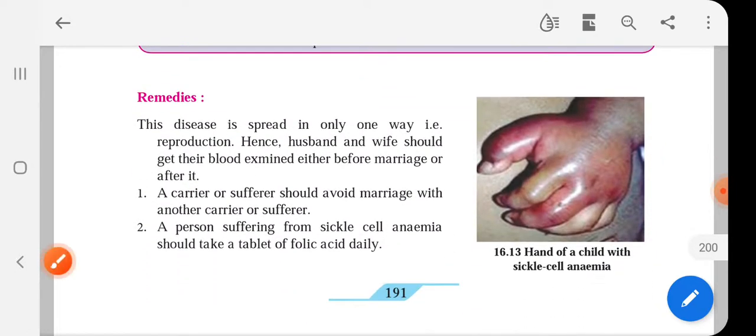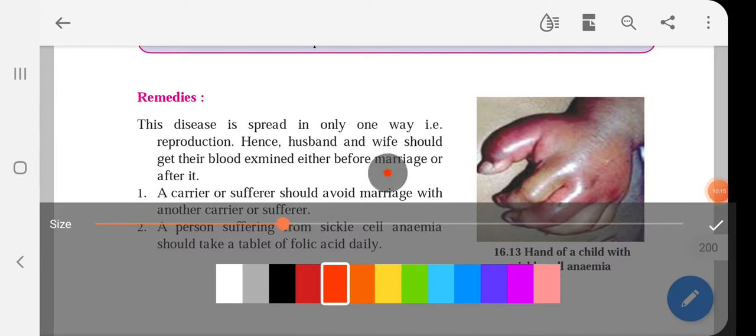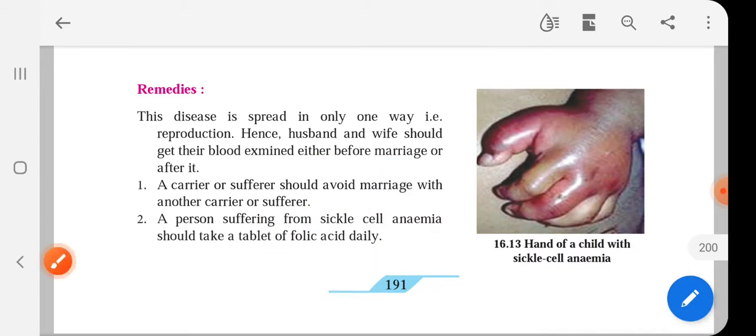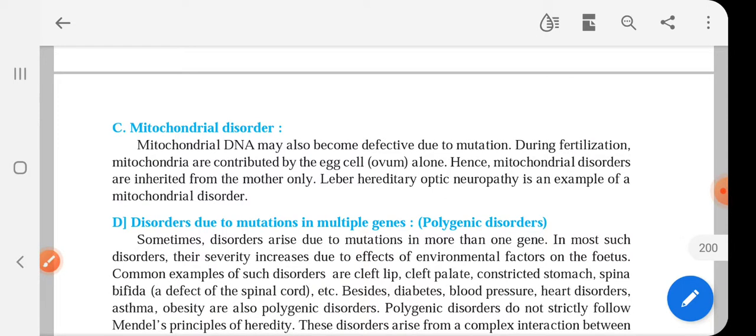So what are the remedies for sickle cell anemia? The remedies are given over here. This disease is spread only in one way, that is reproduction. Hence husband and wife should get their blood examined either before marriage or after it. A carrier or sufferer should avoid marriage with another carrier or sufferer. A person suffering from sickle cell anemia should take a tablet of folic acid daily. Okay, they should take the tablet so that iron content remains in the body.